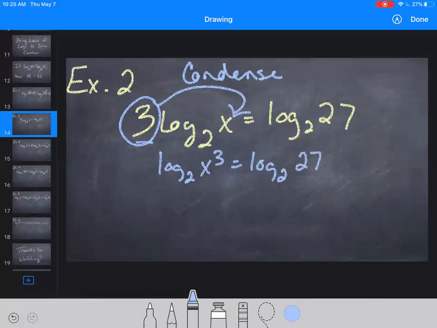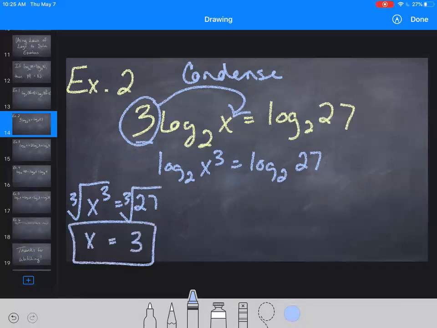Well, now I have a log equal to a log. They have the exact same bases, so I can ignore my logs and my bases and set the arguments equal to each other. So I have x cubed is equal to 27. If I wanted to get rid of the cubed, I could take the cube root because I know those are inverse operations. If I take the cube root of both sides, I end up with x is equal to 3 because 3 times 3 times 3 gives me 27. And 3 is positive, so I know if I were to plug it back in for my x, I would have a true statement.